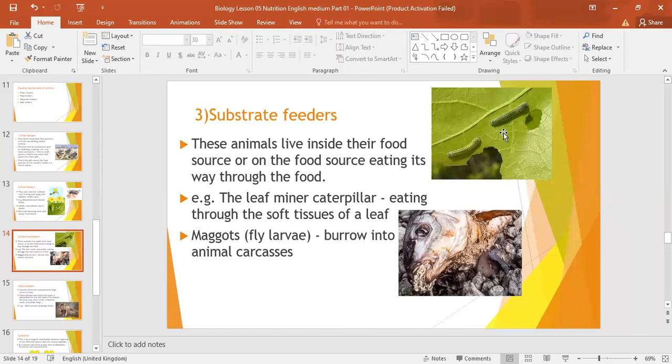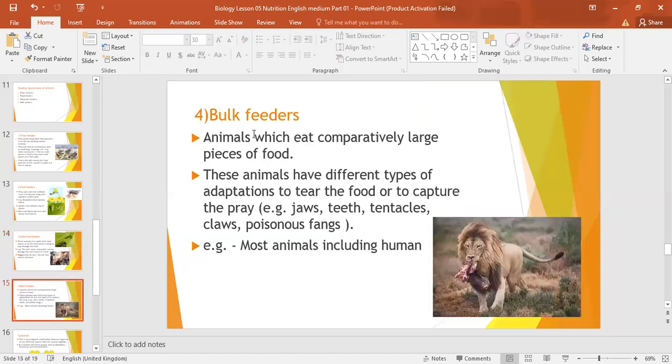Here, using this example, a leaf miner caterpillar eats through the soft tissues of a leaf. Here we can say these animals live on the food source. Here, animals live inside the food source, both. Okay, substrate feeders. Fourth one is bulk feeders. Bulk feeders are animals which eat comparatively large pieces of food.